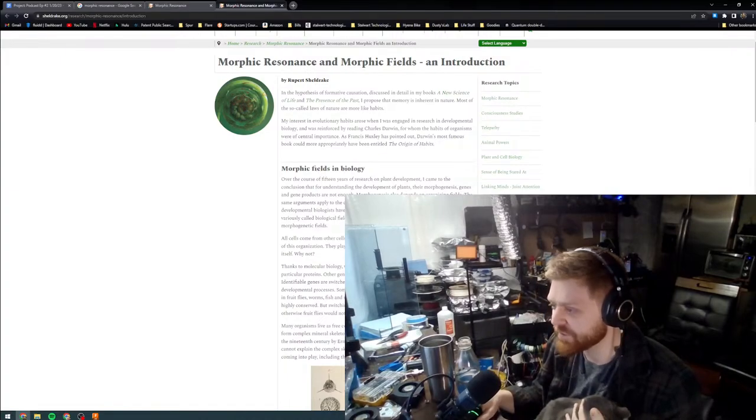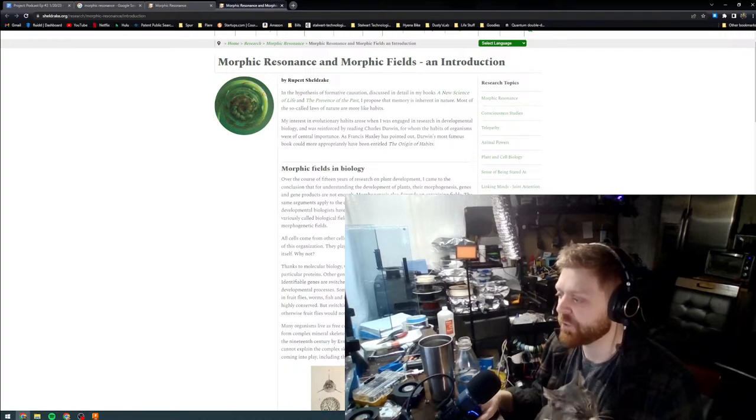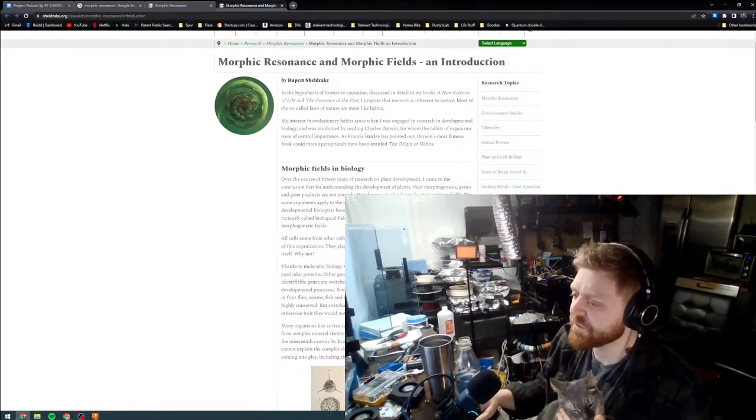Wow. Okay, he's got lots of synonyms here. All cells come from other cells, and all cells inherit fields of organization. Genes are part of this organization. They play an essential role, but they do not explain the organization itself.